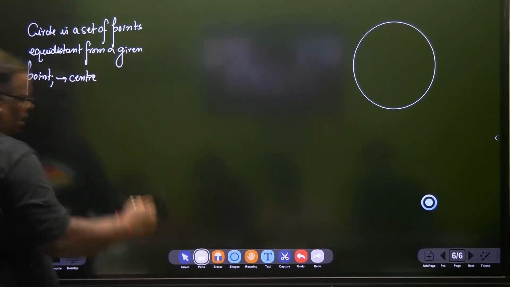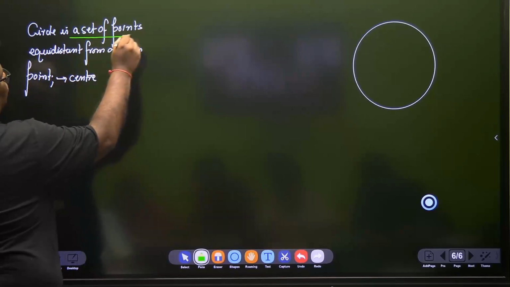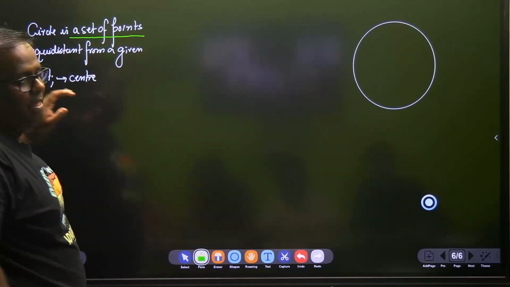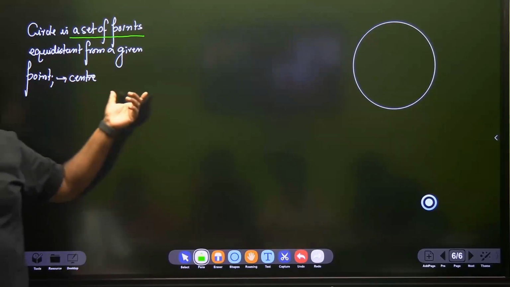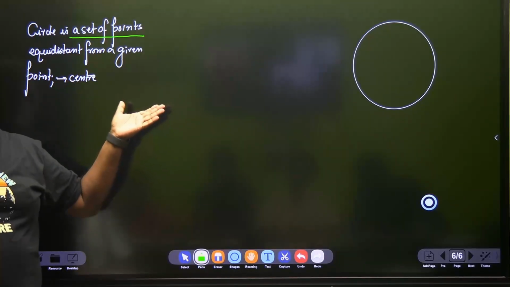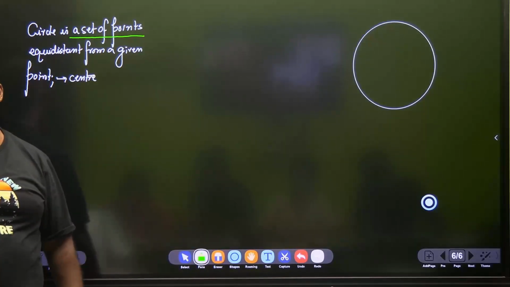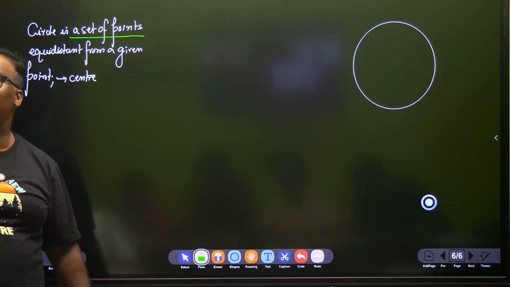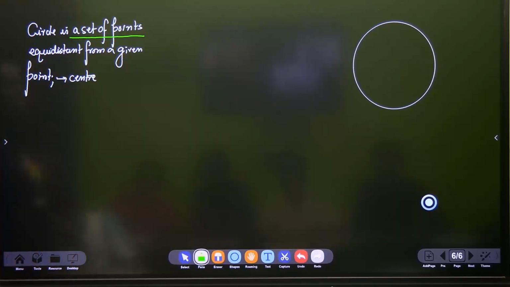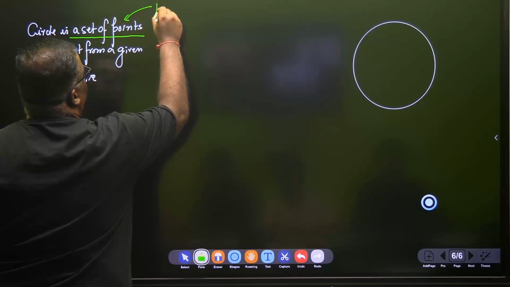Now when you go to higher classes, we will change this word, set of points. A set of points which obeys any condition. What is the condition here? The condition is that these points are equidistant from a given point, right? A set of points can also have some other condition, like a set of points which is equidistant from a line. So a set of points which obey any rule is called a locus.